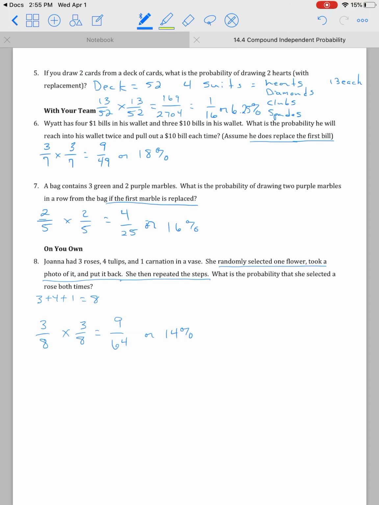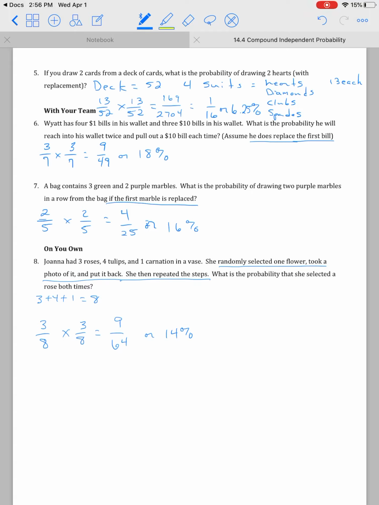Let's look at number 5. If you draw 2 cards from a deck, what's the probability of drawing 2 hearts back to back? Okay, first, we need a little knowledge on cards. A deck of cards has 52 cards in it. There's 4 suits: hearts, diamonds, clubs, and spades. Each suit has 13 cards.